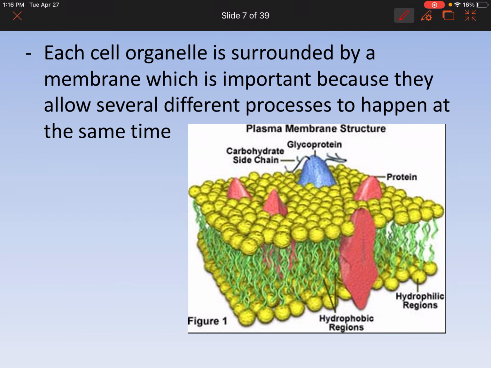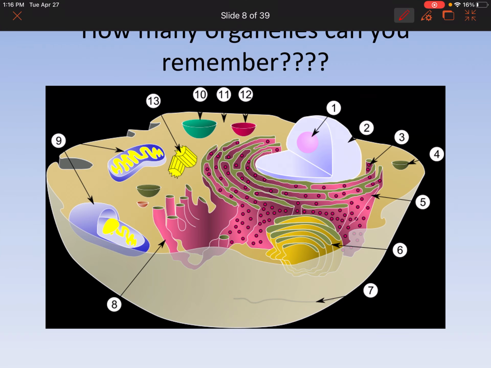Now, each cell organelle is surrounded by a membrane, which is important because it allows several different processes to happen at the same time. Some of you will have seen diagrams like this before in your middle years courses. Probably most of you have, really. For whatever reason, the middle years teachers really seem to love going through the cell, which is great. It's part of the curriculum, which is good. So some of you will be able to name some of these.